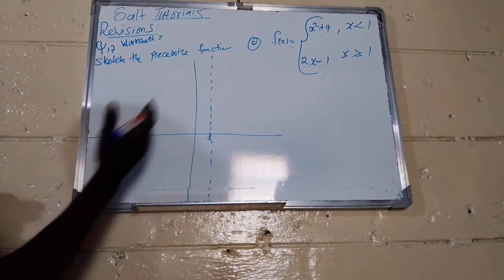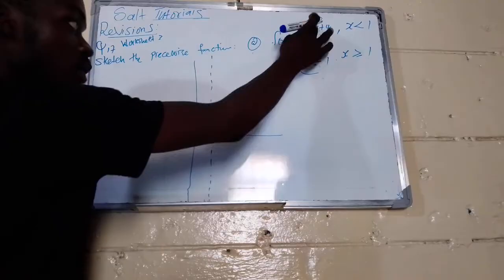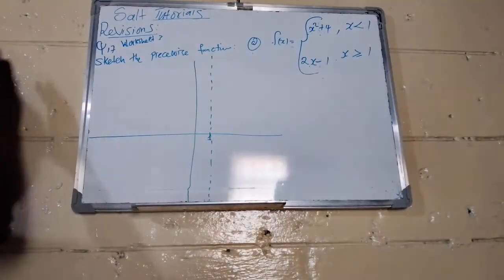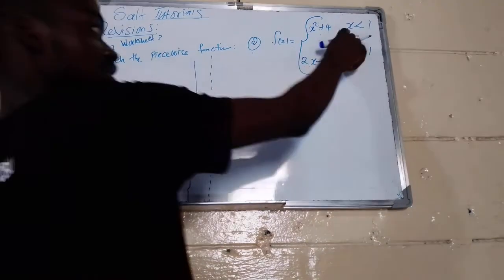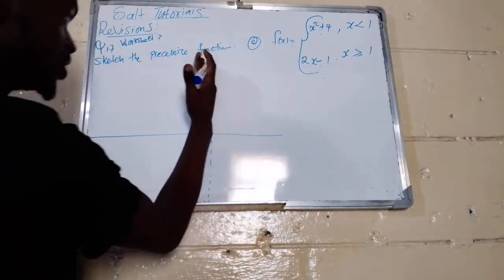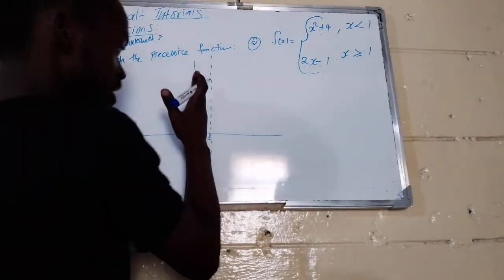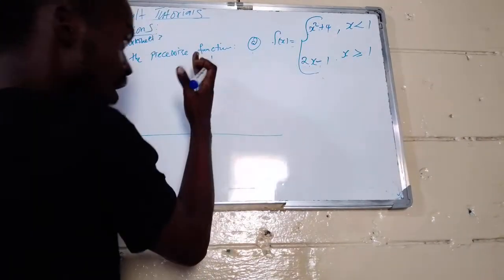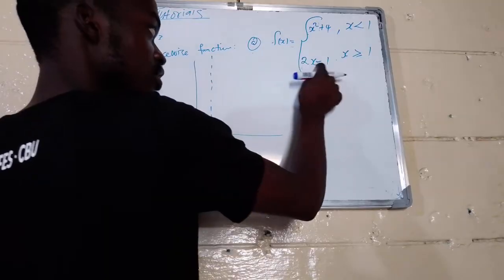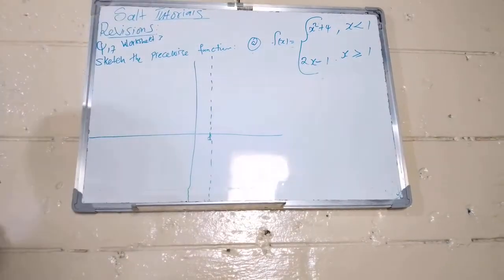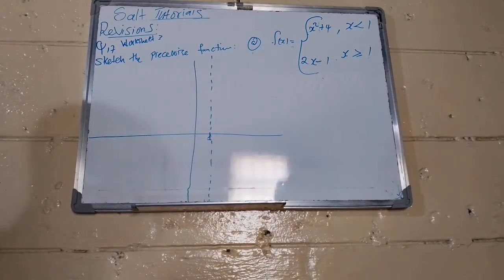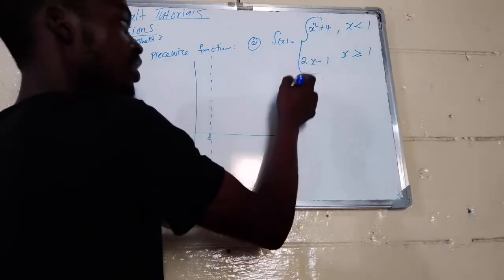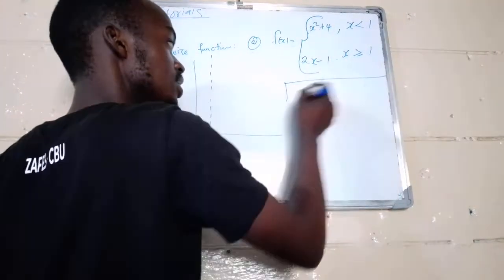If this is the demarcation, one of these is going to be on one side and the other on the other side. If x is less than 1, the less than 1 is on this part. On this side, that's where I'm supposed to experience x squared plus 4. And from here going to this side, that's where I'm supposed to experience 2x minus 1. So what do I do to sketch this? For x squared plus 4, you can create a table of values.